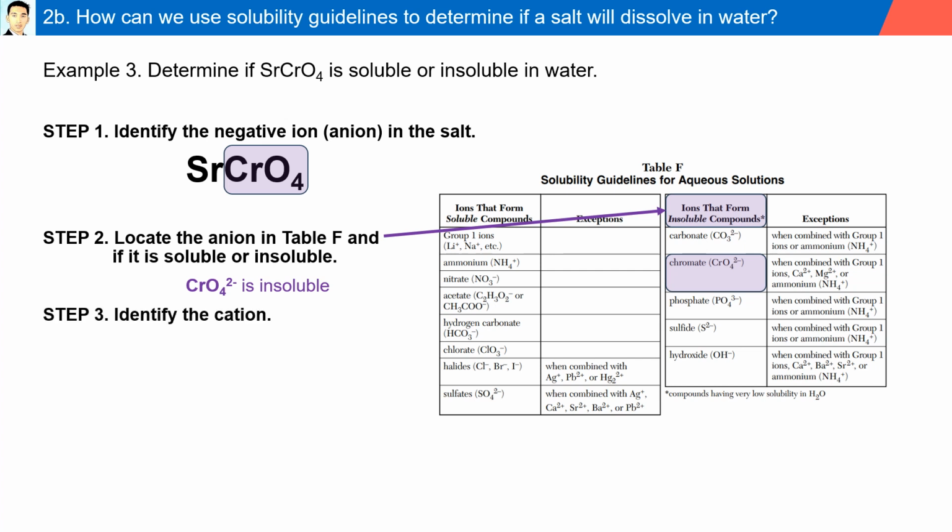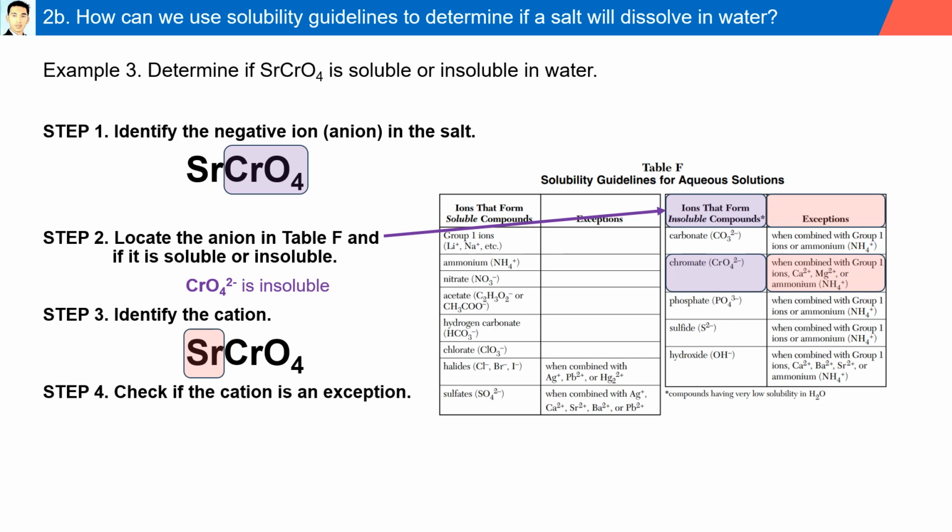Step 3. Identify the positive ion. Here it is Sr. Step 4. Identify if Sr is an exception. Here we identify Sr is not an exception. Therefore, SrCrO4 is insoluble in water.